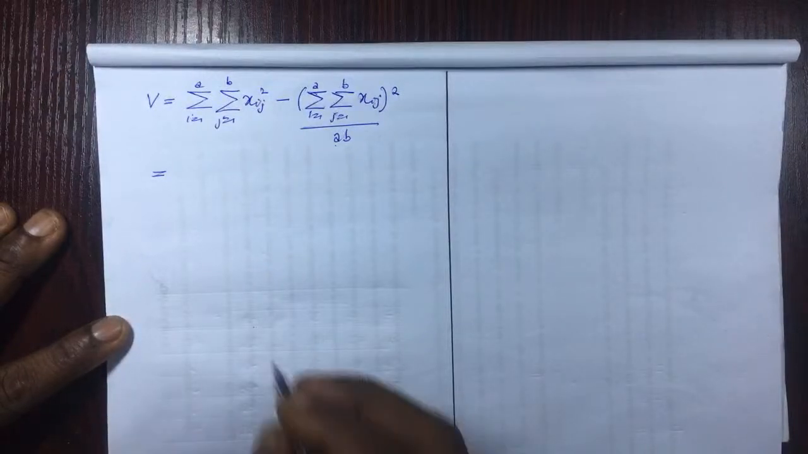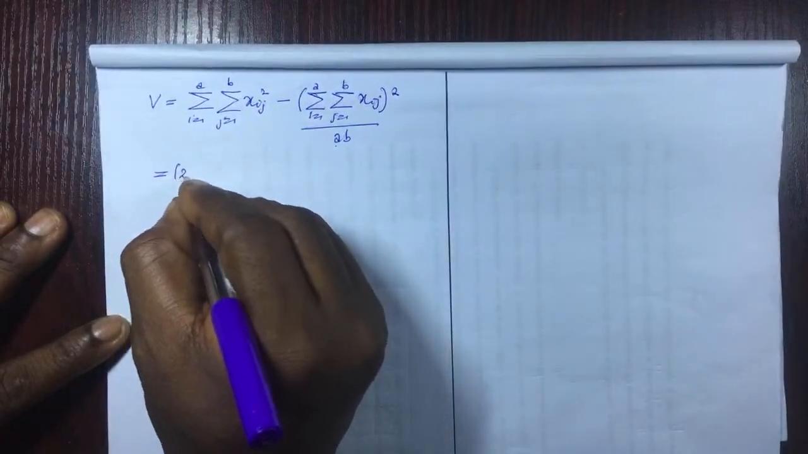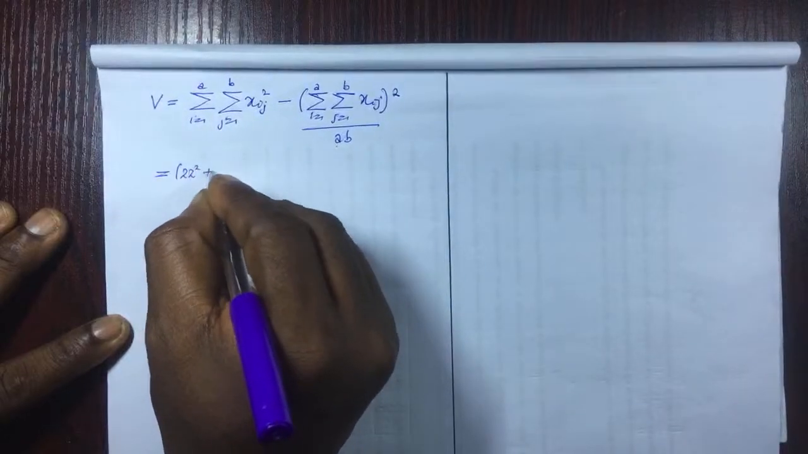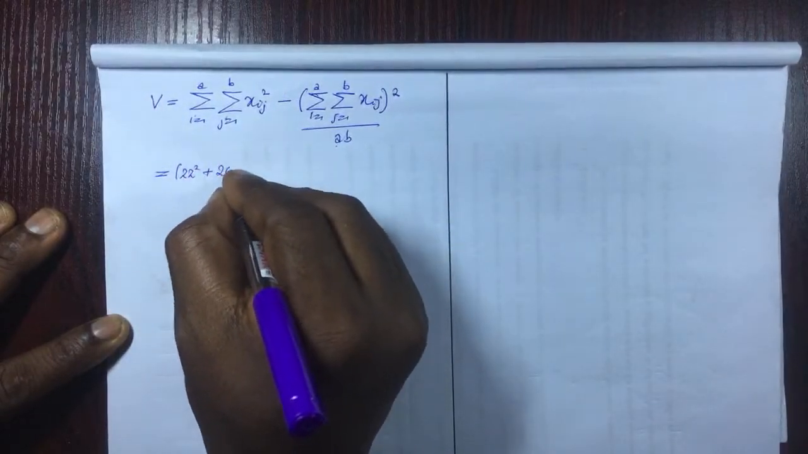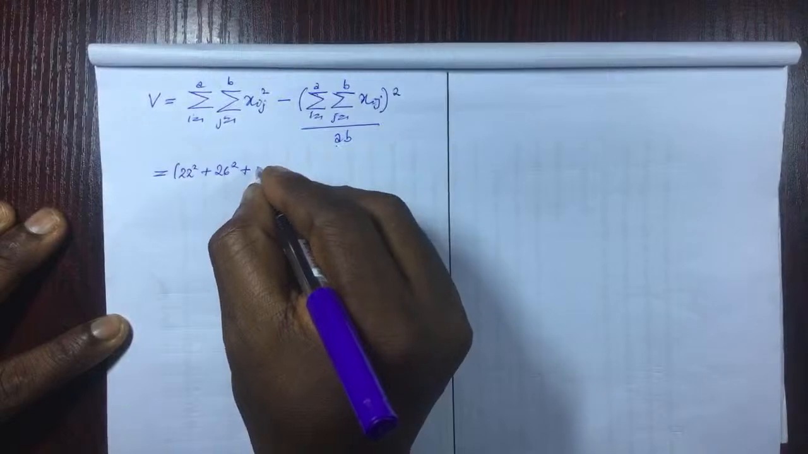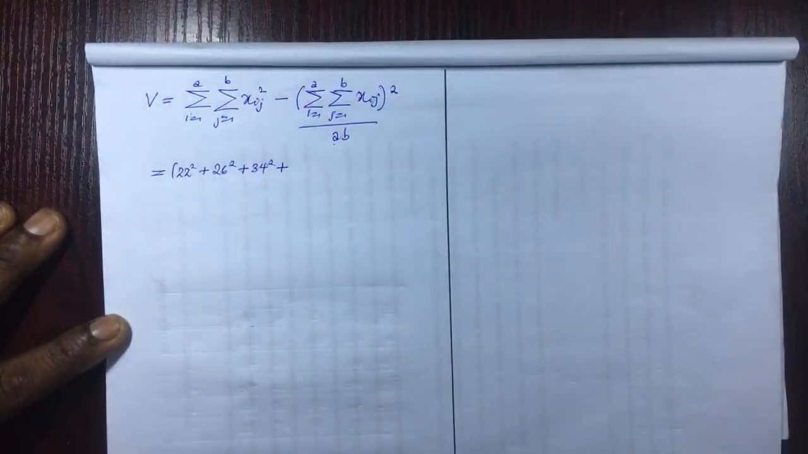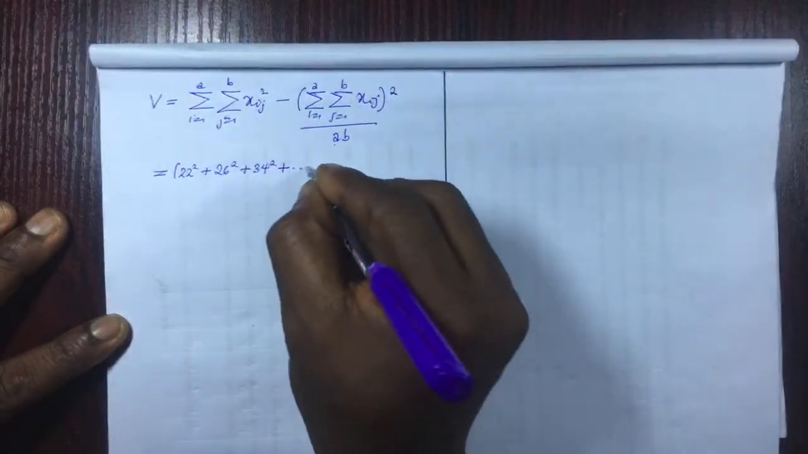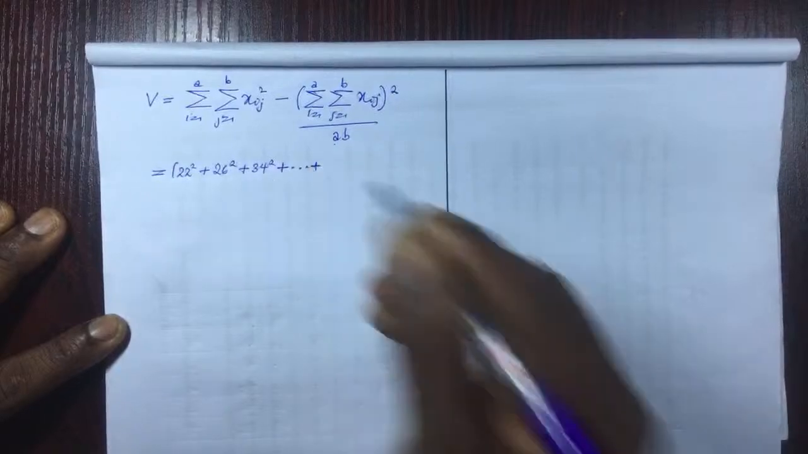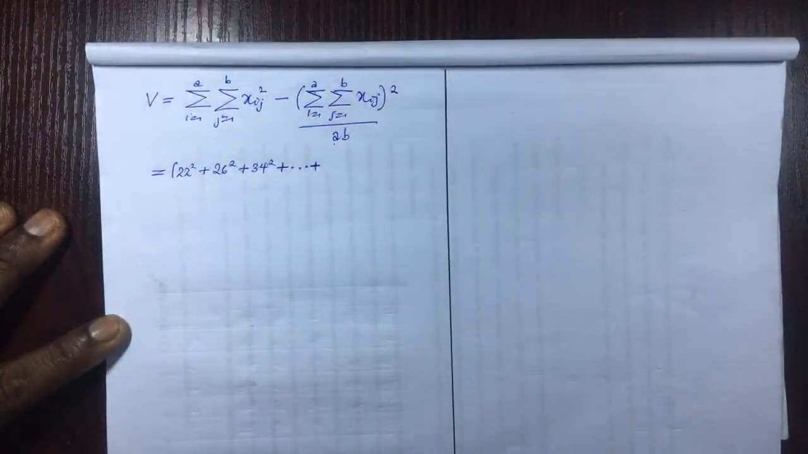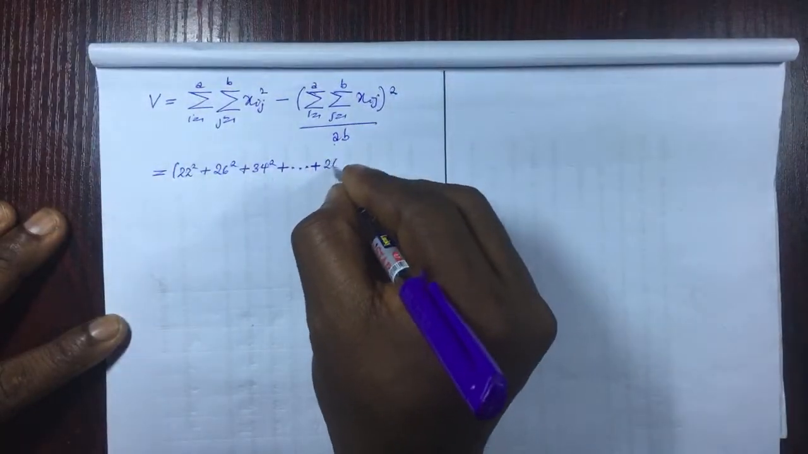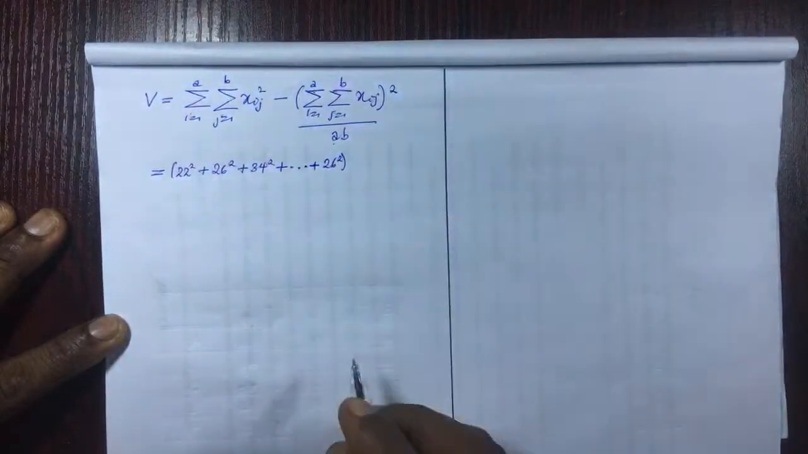If you go to your table, you would find that you have 22 squared plus 26 squared plus 34 squared plus, so if you add along the horizontals and proceed in that manner to the very last data entry being 26 squared, that is what you are going to have.